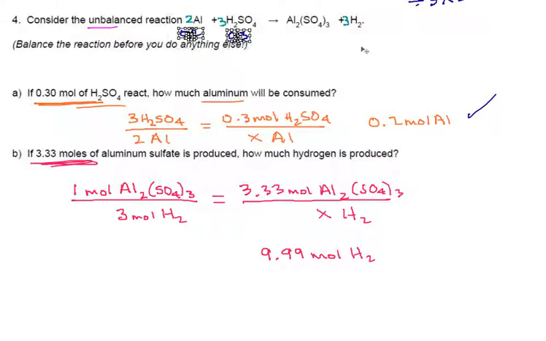How about for B? For B, they say 3.33 moles of aluminum sulfate. That's this. 3.33 moles. And they're asking about the hydrogen. So we're saying, what do I do to the 1 here to turn it into 3? Answer, triple it. So take your 3.33 and triple it, and you get 9.99.